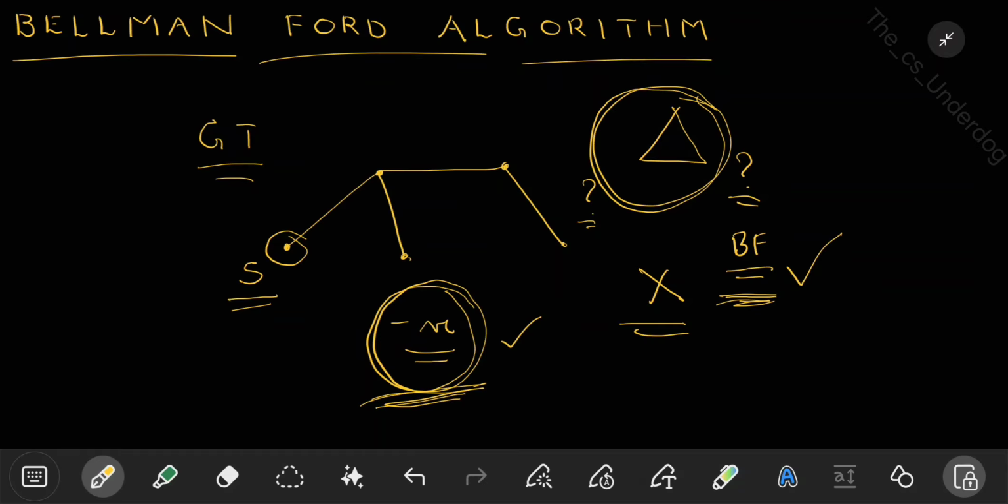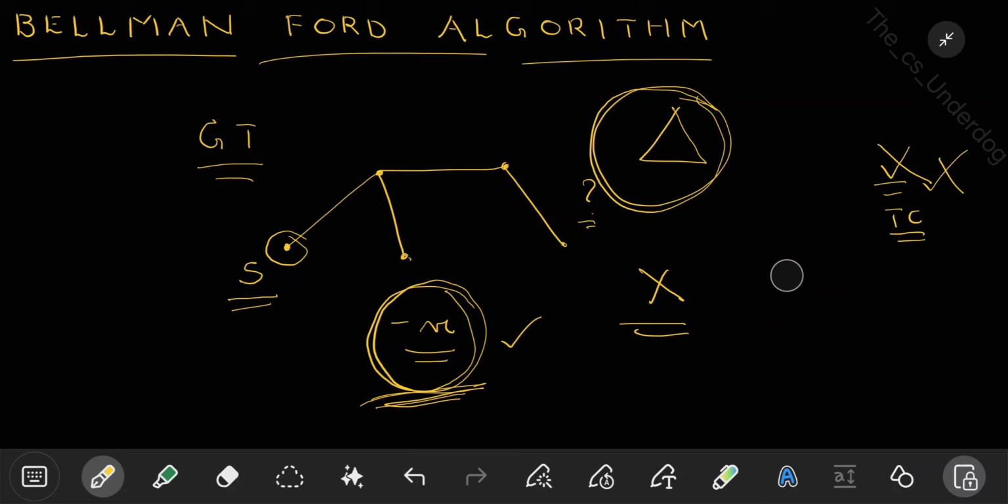So when should you use Dijkstra's and when should you use Bellman Ford? Dijkstra's is better in case of time complexity. So whenever you don't have negative weight edges, you should go for Dijkstra's algorithm. If there is negative weight edge present, then anyway Dijkstra's is not going to work. That is where you should use Bellman Ford algorithm, right?